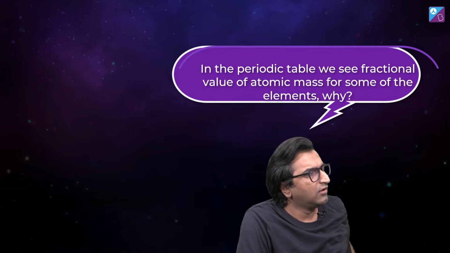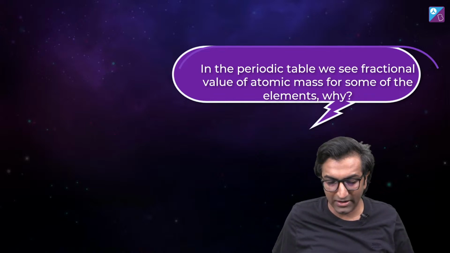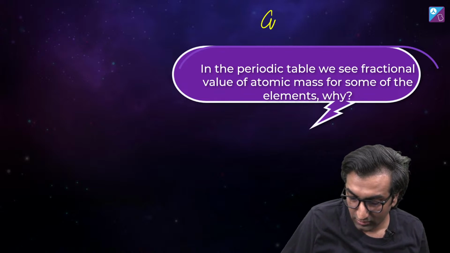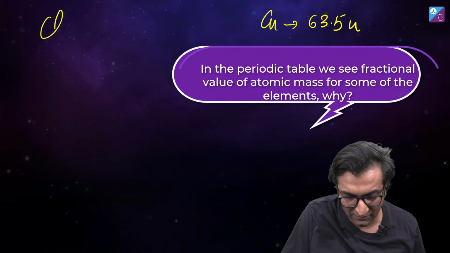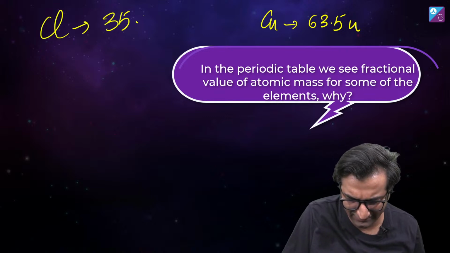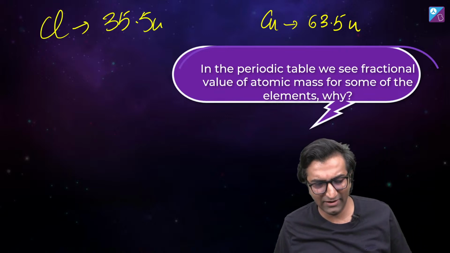लाइक से फॉर एग्जांपल, ये कॉपर का मास कितना लिखा होता है? 63.5 U. गंदा नंबर. और क्लोरीन का मास होता है क्या? 35.5 U. ये कहां से आता है? Where does this come from?